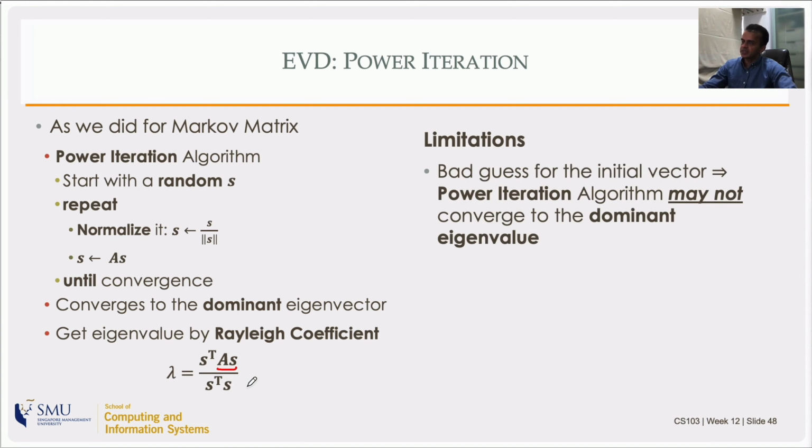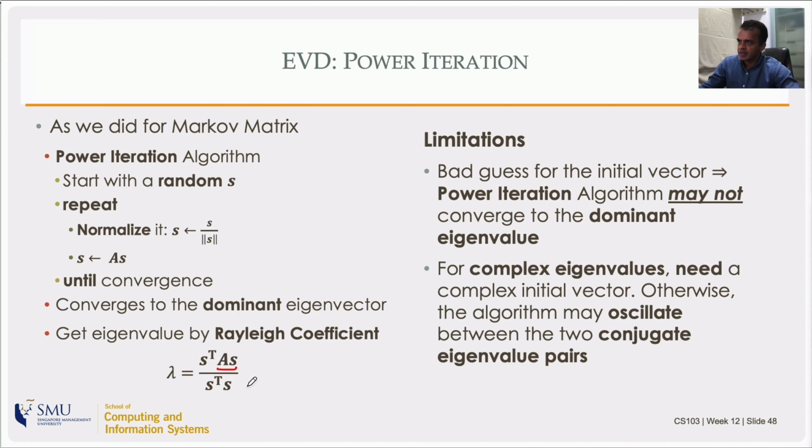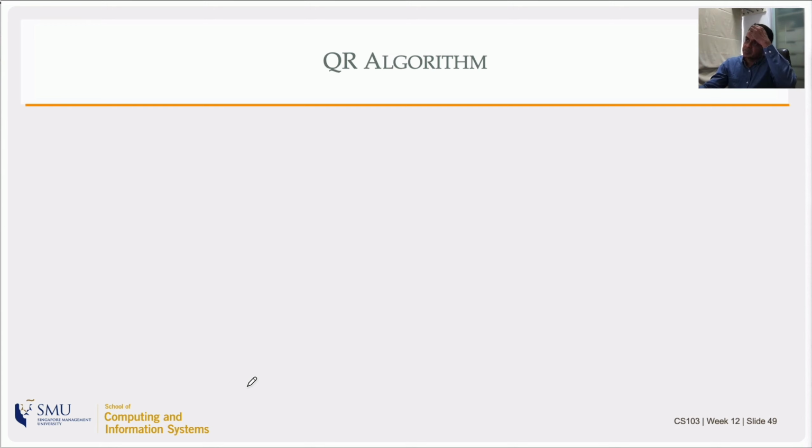So there are a couple of limitations for this. It is kind of sensitive to the initial guess. If you guess poorly, then you may not converge to the dominant eigenvalue. That is one thing. And for complex eigenvalues, you need to start with a complex initial vector. Otherwise, you may not actually get to the eigenvector. These insights are actually from either a website or a video, and I have the link to it in the textbook. Now, a much better algorithm would be the QR algorithm.